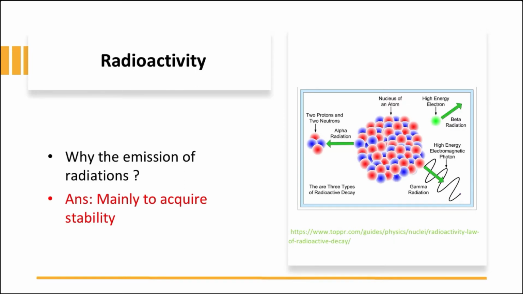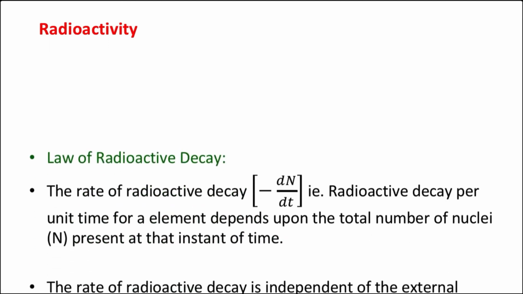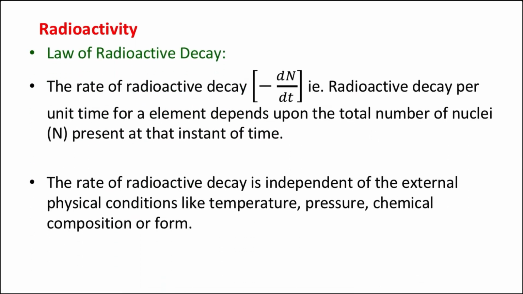So we have seen the basic reason why the radiations, alpha radiation, beta radiation, or gamma radiation, are emitted from the nucleus of a heavy element. It is mainly because it wants to acquire stability at any cost. So the radiations are emitted to acquire stability.